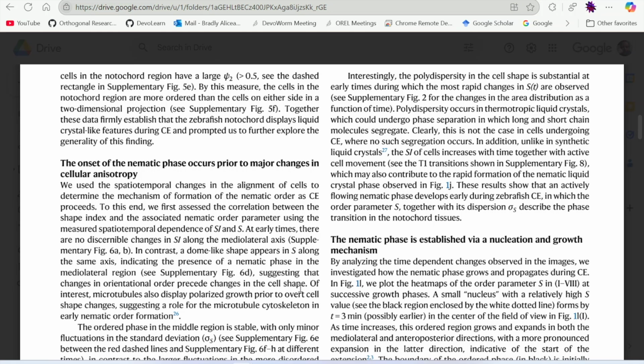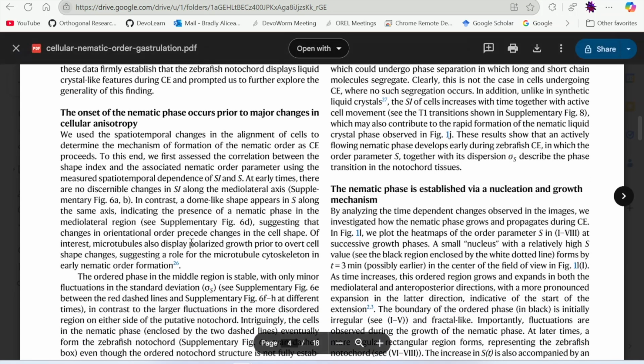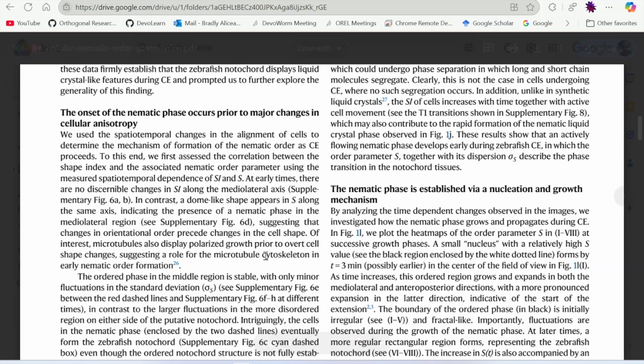So basically the cells are becoming ordered, and then they're changing their shape, and they're undergoing this kind of change in global phenotype or global morphology. Of interest, microtubules also displayed polarized growth prior to overt cell shape changes, suggesting a role for the microtubule cytoskeleton in early nematic order formation. So much as we know from mechanics, the cytoskeleton is playing a large role, and microtubules especially, in changing these conformational shapes and changing how cells interact with one another.